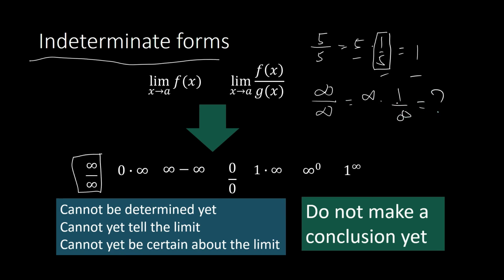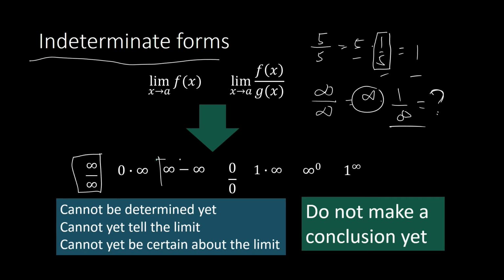Why so? Because infinity is not even a real number. It is not a real number. So you cannot apply to infinity the properties of real numbers, such as the existence of a multiplicative inverse. I have here a question mark. We cannot yet be sure about the limit of the function.